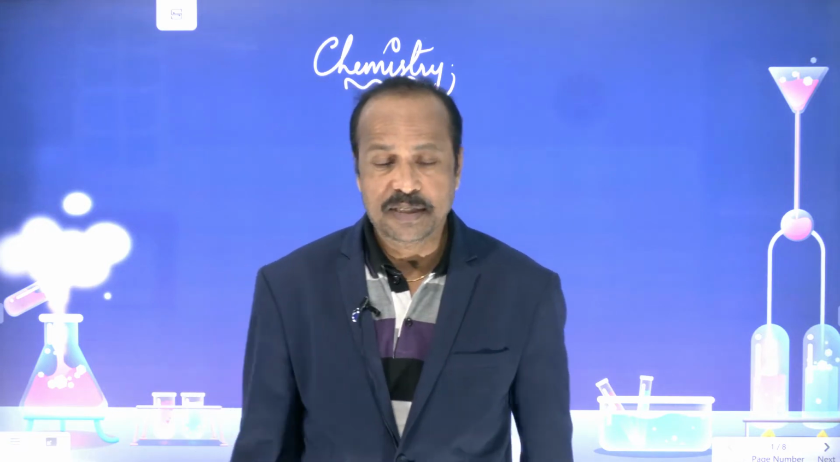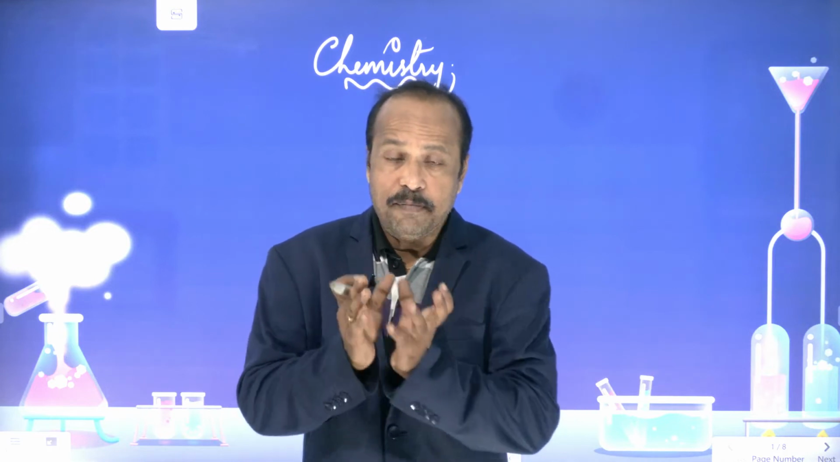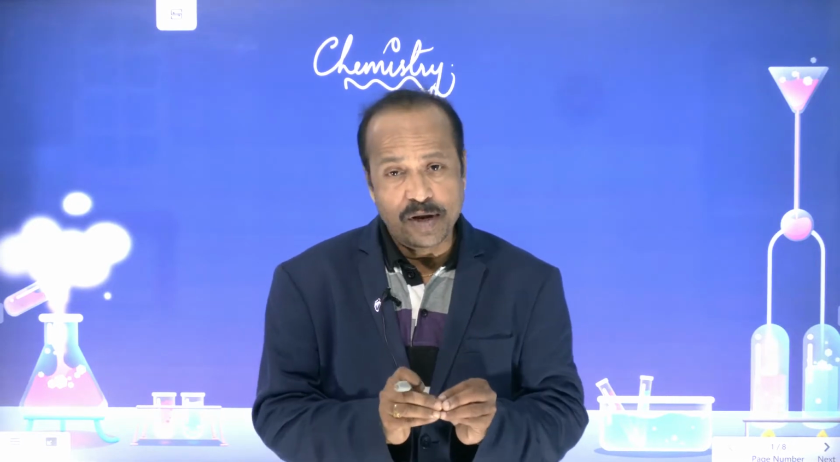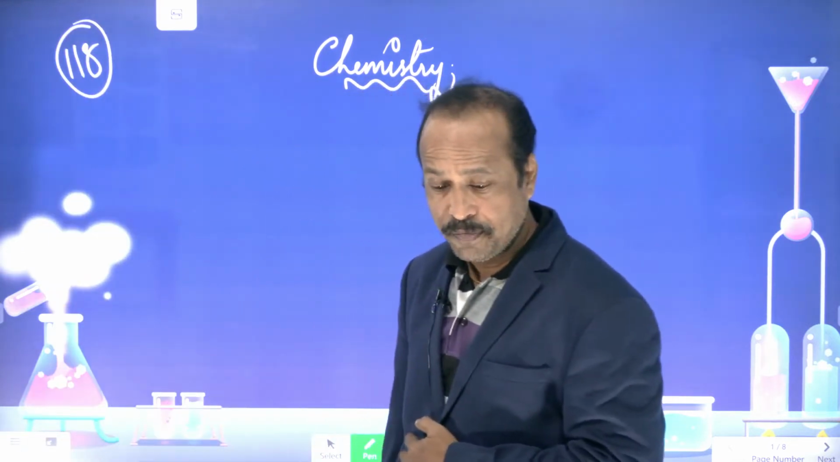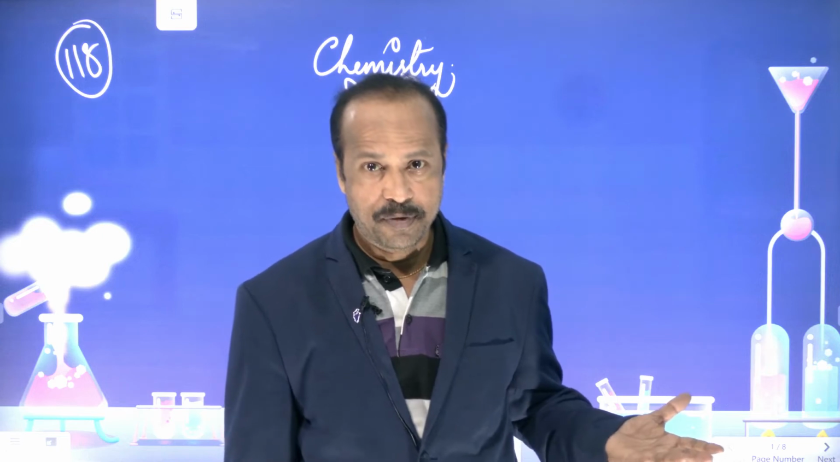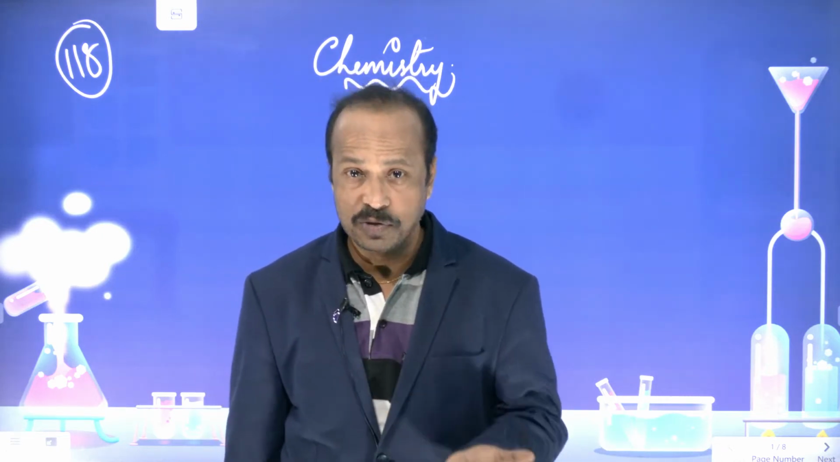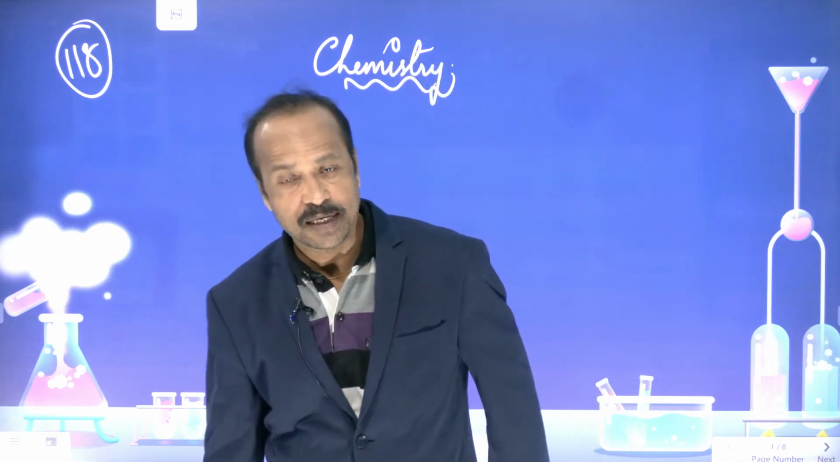For example, in English, how many alphabets are there? 26 alphabets. And how many words are there in English? Millions of words. So the number of alphabets is only 26, but the number of words is millions. Similarly, the number of known elements is only 118, but there are millions of compounds. How are these compounds forming? What are their physical and chemical properties? How are they useful to us? All these things we learn in chemistry.